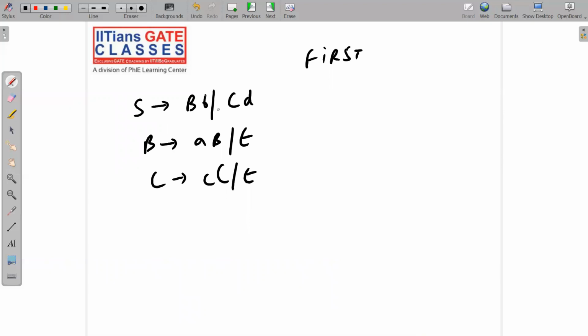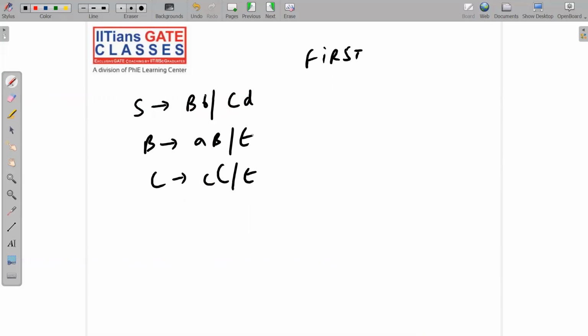So now I will apply rules. See here carefully. In the RHS, we do not have any terminal symbol. Non-terminal is the symbol. So I will say first of S is first of B. So you have to calculate first of B first, and then we will calculate first of S. Similarly, first of S is first of C. So you have to calculate first of C, then we can calculate first of S.